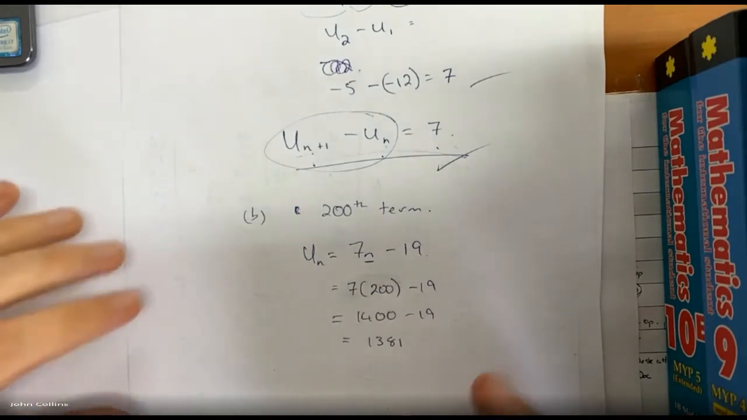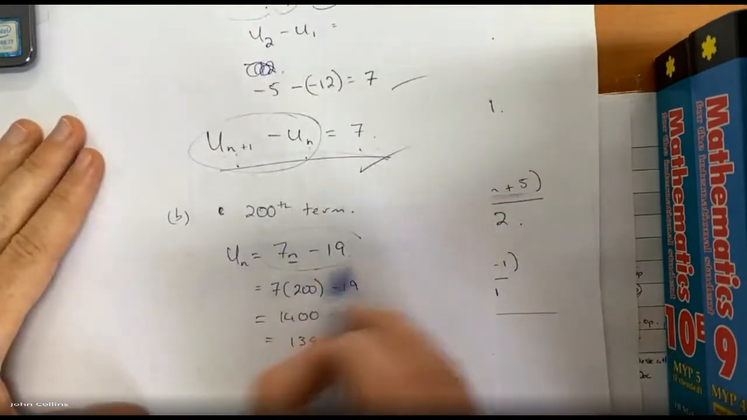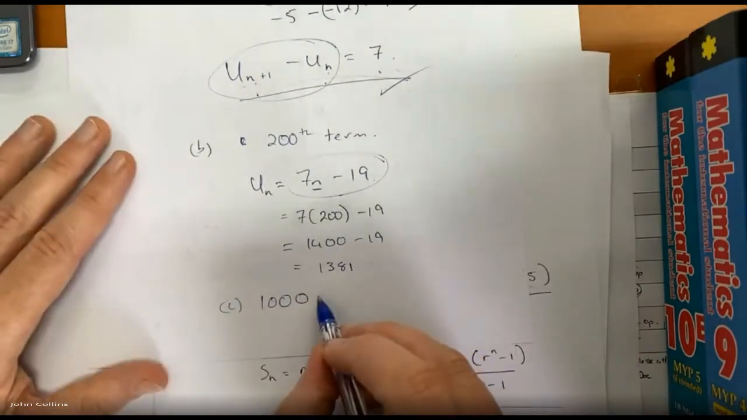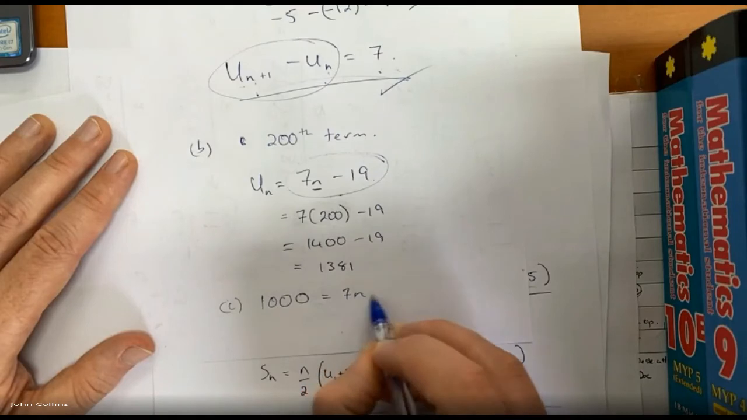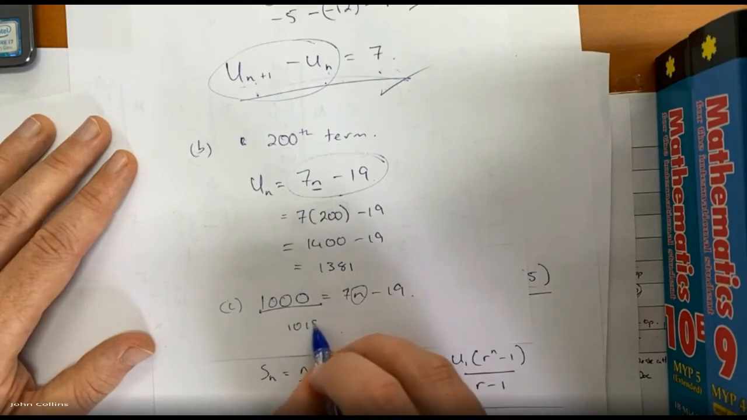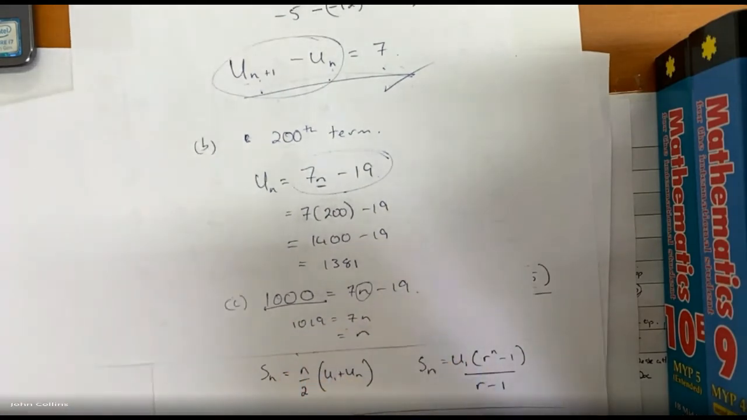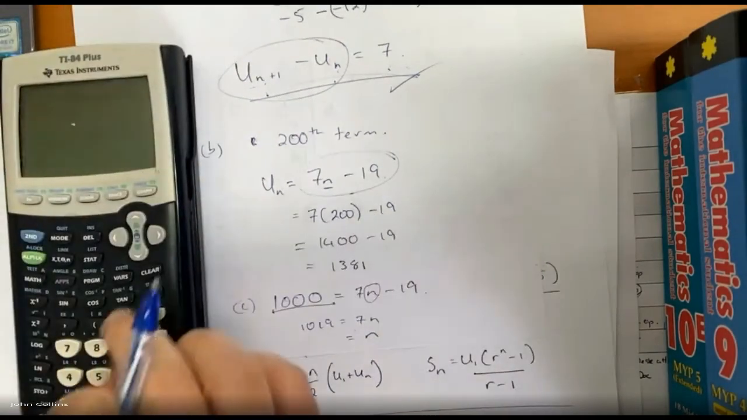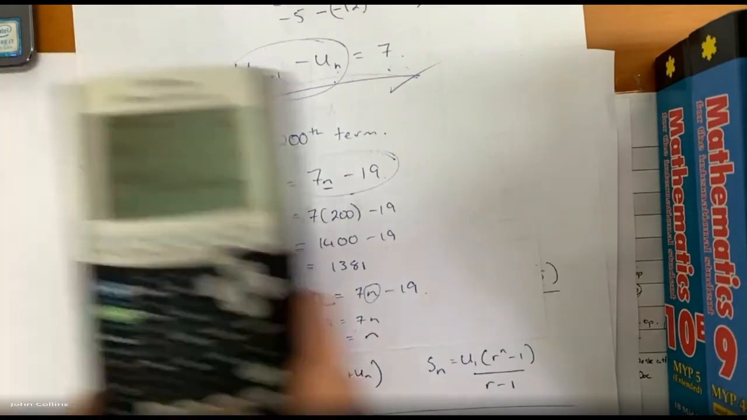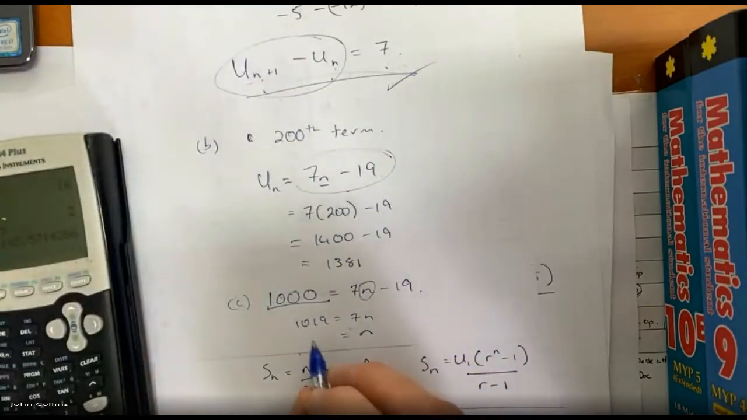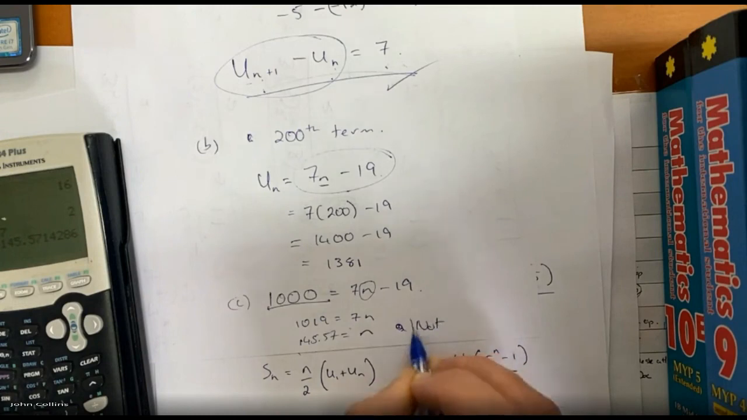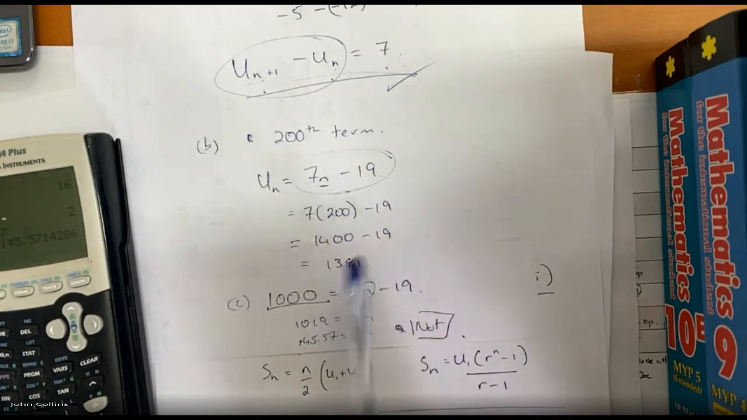And is 1,000 a member of this? And that's once again using this. Does 1,000, this is part C, is 1,000 a member of this sequence? You set it up so 1,000 is equal to 7n minus 19, and then you check, you get a whole number here, so you add 19. This 1,019 is equal to 7n. Divide both sides by 7. Maybe, is that divisible by 7? I'm not sure. No, it's not. You get a decimal, so no. You get 145.57, so no. Not in the sequence.